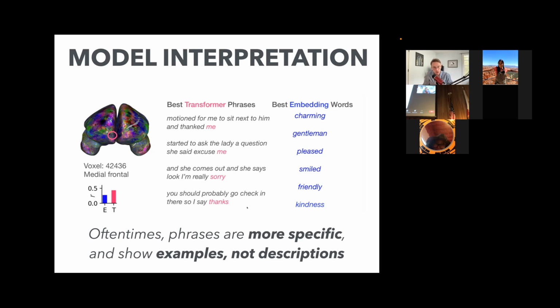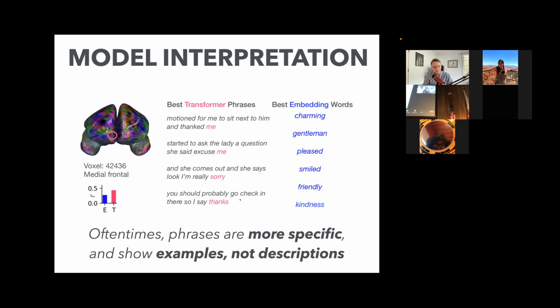For all of these top four examples here, these are really just somebody doing something polite, somebody saying something polite, and maybe something polite to the narrator of the story. Again, this is not something that we would have expected a priori at all, and that's one of the cool things about doing these kinds of data-driven analyses, is that we find things like this that are kind of wild and surprising.